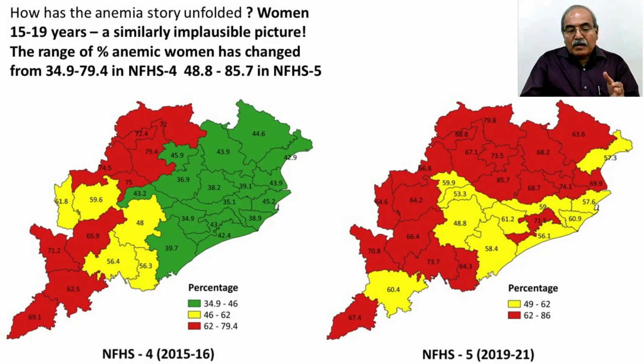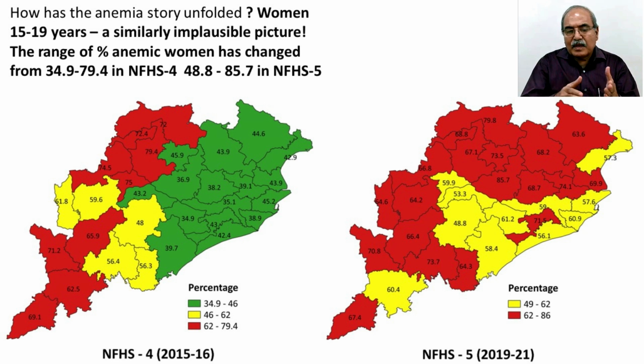What happens in the case of children from 6 months to 59 months age group? A similar pattern can be seen when it comes to women in the 15 to 19 age group. Again, we notice if we keep the same cutoff as NFHS 4 had, the green patch almost entirely disappears when we come to NFHS 5. There is a largish yellow belt, but again the red zones predominate. And if you see the range of percentage anemic women, it has changed from 35% to 80%.